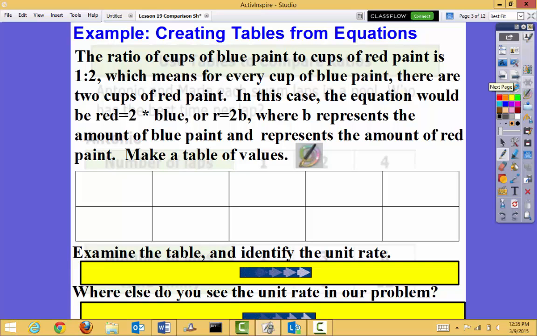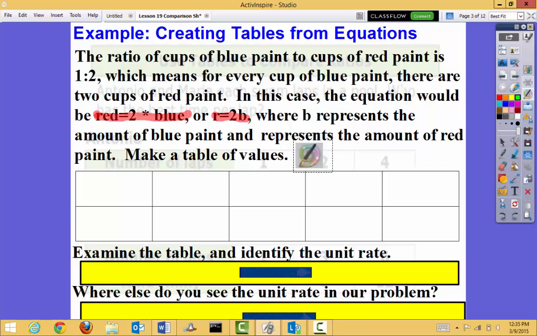Alright, so let's continue with our lesson. So here's our first example, creating a table from equations. The ratio of cups of blue paint to cups of red paint is 1 to 2, which means that for every cup of blue paint, there are 2 cups of red paint. In this case, the equation would be red equals, so this is going to be my important information, red equals 2 times blue, using just variables, where B is my blue paint, and R is my red paint. So my question is, make a table of the values below.